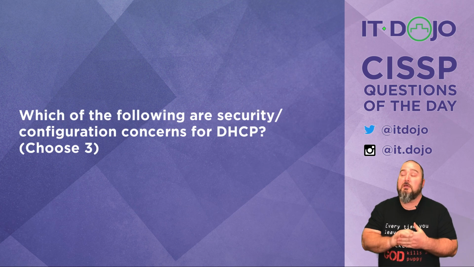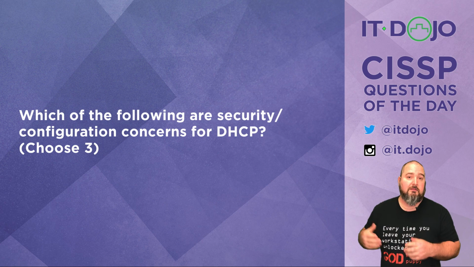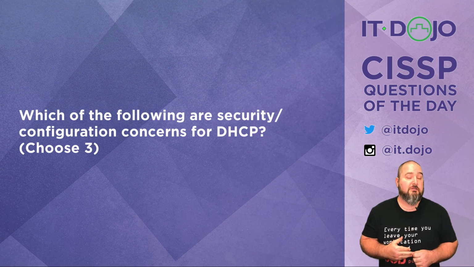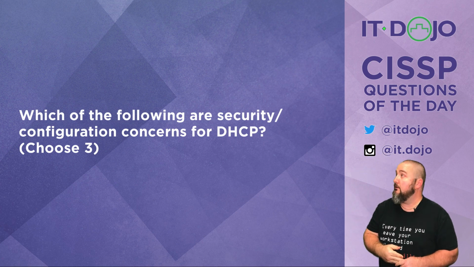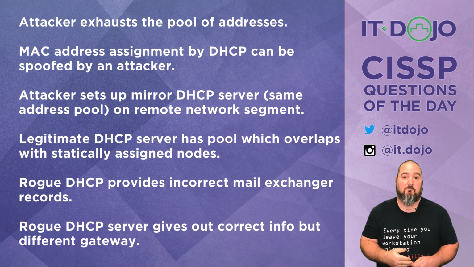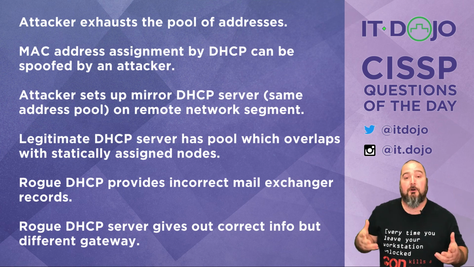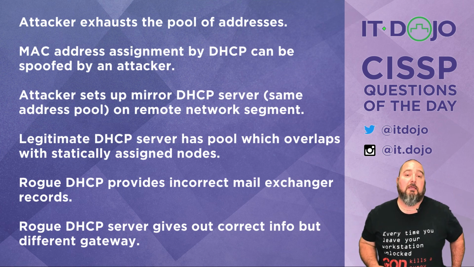Next question is given the answer choices that I list for you right there, which of them are security concerns for a DHCP implementation? And what I want you to do is pick 3 of them that are going to be security concerns that you have. So look at those answer choices, click pause, give it some thought, and when you're ready, click play again and we can talk it all through.